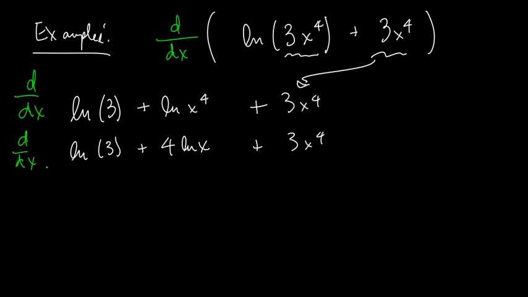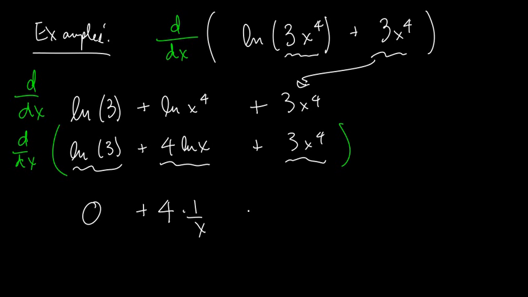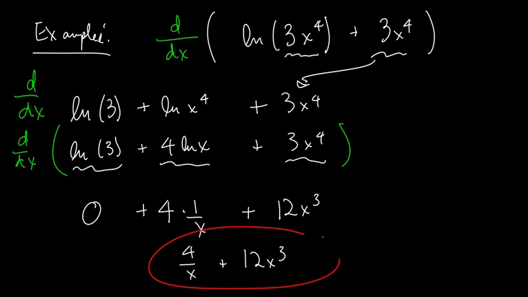Take the derivative of this entire thing. And look at this, the first thing is ln 3, that's just a number, so the derivative of that is 0. The next thing, 4 ln x, well, the derivative of that is going to be 4 times 1 over x. And the last thing, 3x to the fourth, that's just going to be power rule, so 12x cubed. And so the final answer is 4 over x plus 12x cubed. Okay, so there you go.